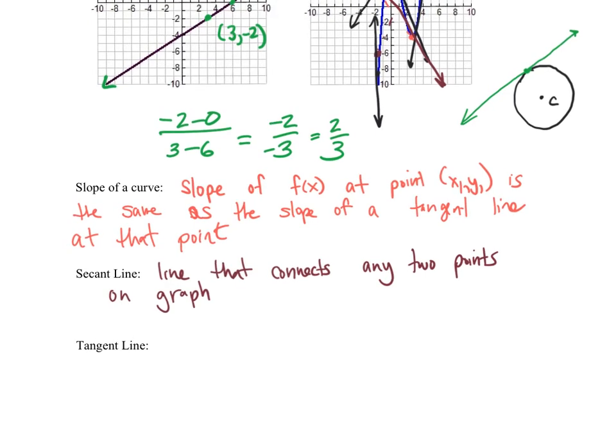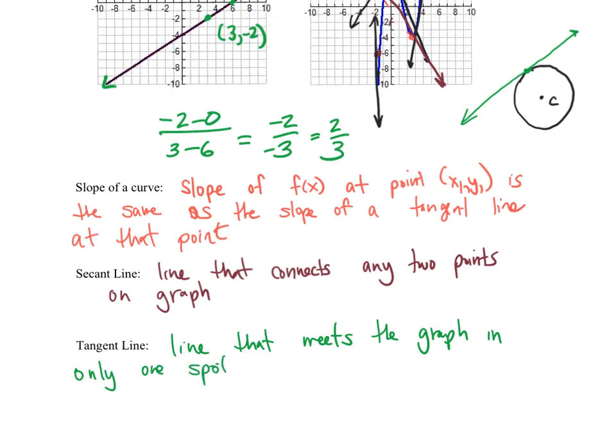So a tangent line, that's the line we're really more interested in. That's going to be the line that meets the graph in only one spot. And it's really in only one spot in some kind of general neighborhood, because if you go on, it might hit again somewhere. But in a small neighborhood around a value, we want it to only hit in one spot.